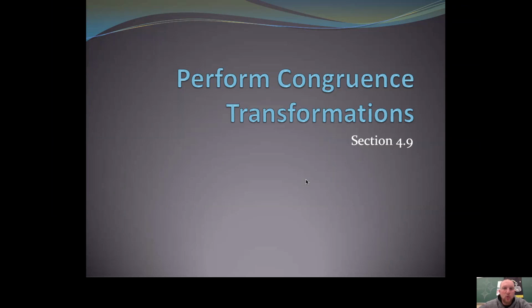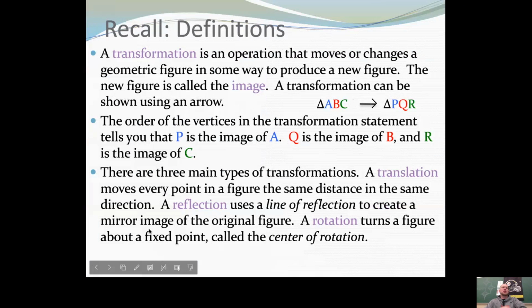This is section 4.9. We're going to perform congruence transformations. If you remember, a transformation is an operation that moves or changes a geometric figure in some way to produce a new figure. The new figure is called the image. A transformation can be shown using an arrow. So when you see this arrow, we're talking about triangle ABC being mapped onto triangle PQR.